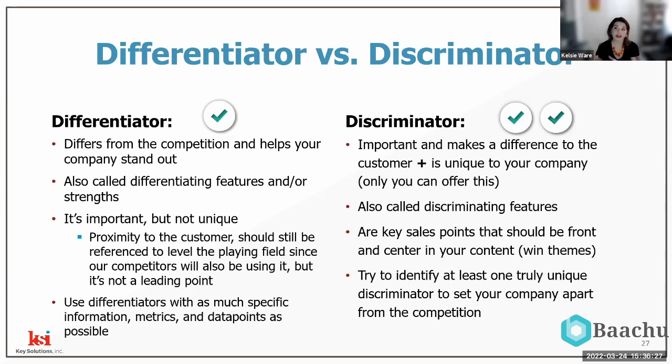But in order to get that compelling content, you really want to find your discriminators. Your discriminators live where it's important, the customer cares about it, and it's unique to your company. So your competitors can't claim the same discriminator as you. These should be your key sales points, and they should be incorporated into your win themes. And you should try and have at least one truly unique discriminator that you are weaving into your compelling content.